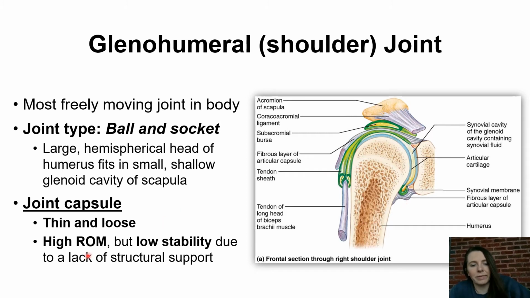So ROM over here stands for range of motion. So by having a really thin and loose joint capsule, we have a lot of mobility in our shoulder, but the downside is that it doesn't really give us much stability because there's not a whole lot of structural support happening. So this is why shoulders can easily be dislocated.